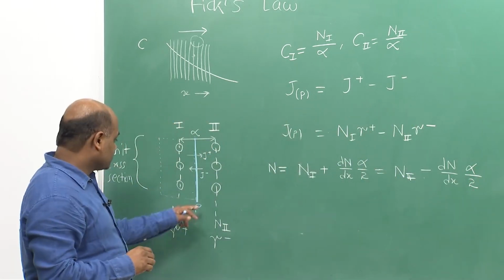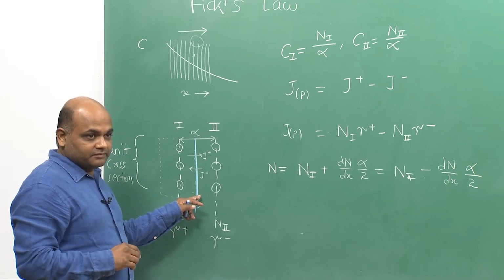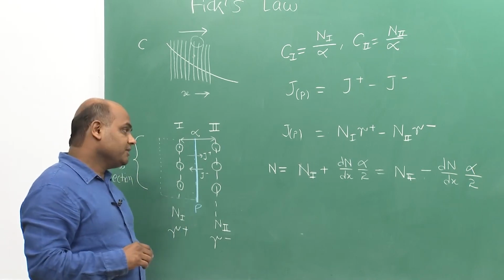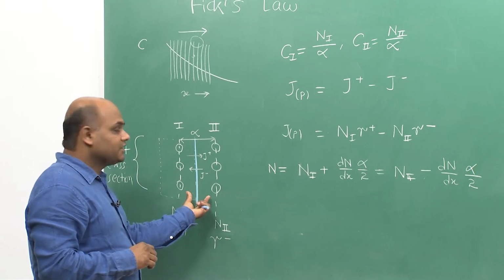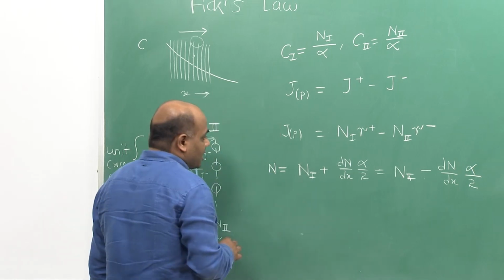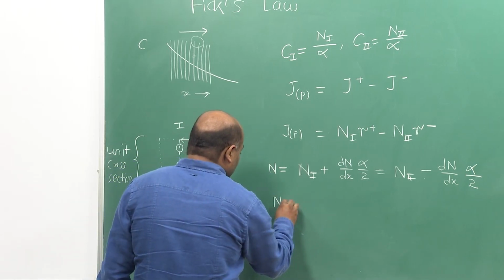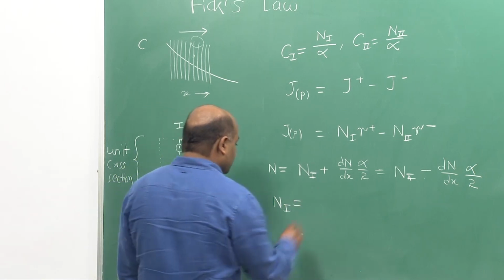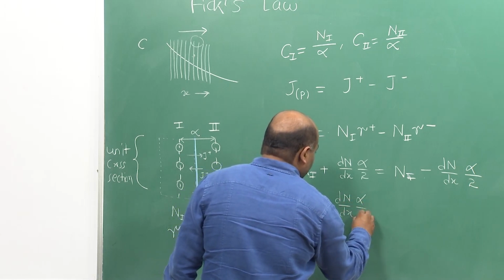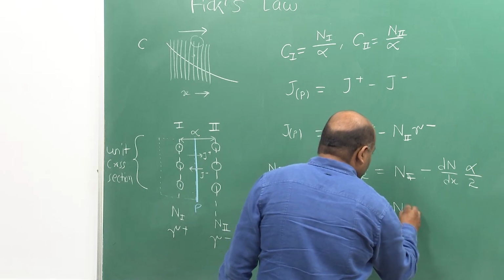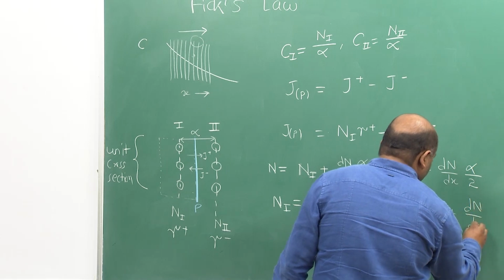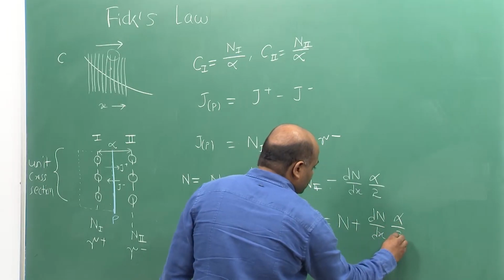So, we are making a small assumption here that the gradient is linear, which should be very close to reality, because the interatomic spacing is very small, right. So, we can make this assumption. So, now in terms of N, we can express N1 as N minus dN by dx alpha by 2, and N2 is equal to N plus dN by dx alpha by 2.